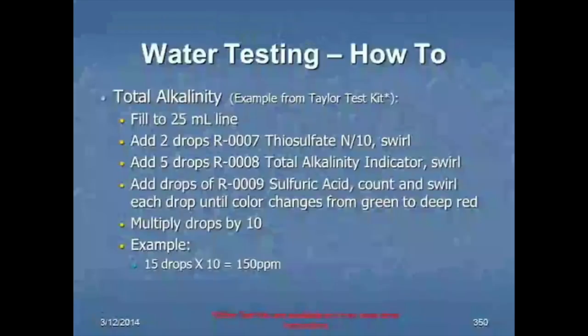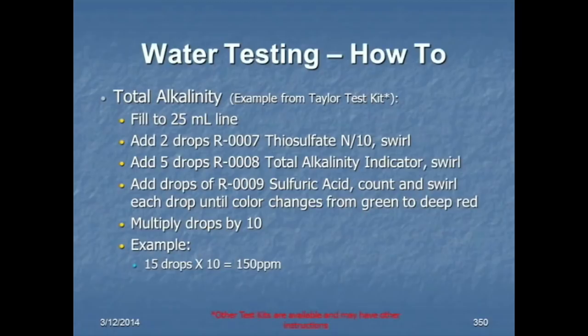For the alkalinity test, you're going to want to get rid of the chlorine in the water first. So you get 25 milliliters in the sample, you get the thiosulfate out and add 2 drops of chlorine neutralizer, thiosulfate, to the sample. Swirl that. Then you add the 5 drops of your alkalinity indicator.